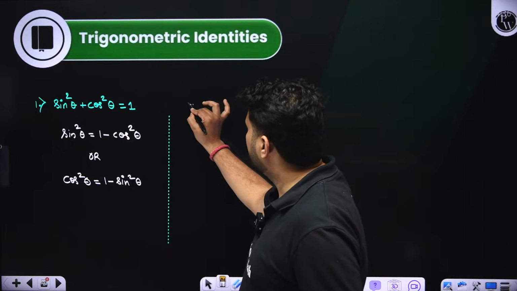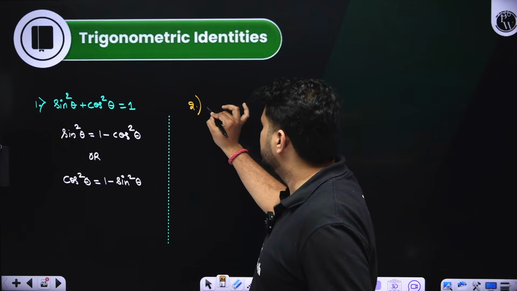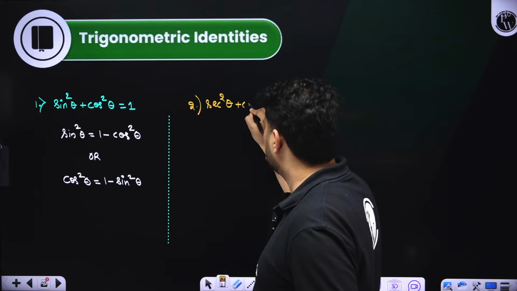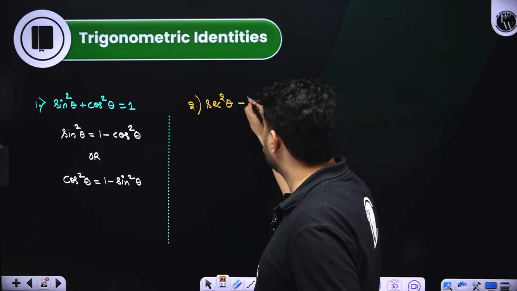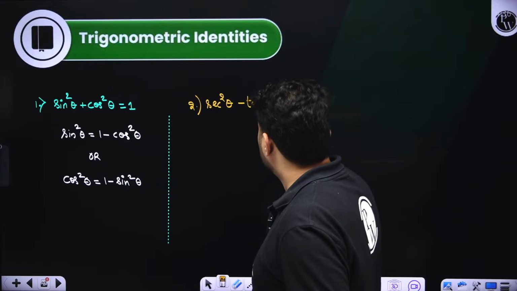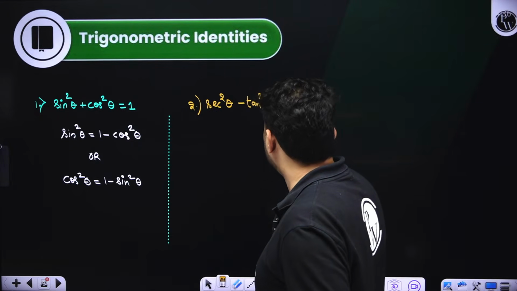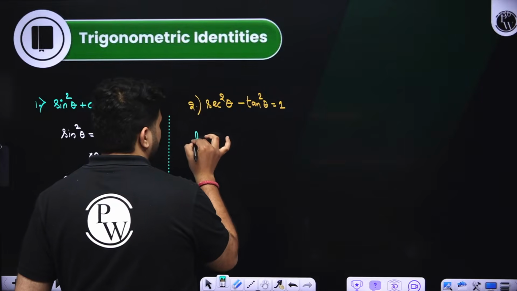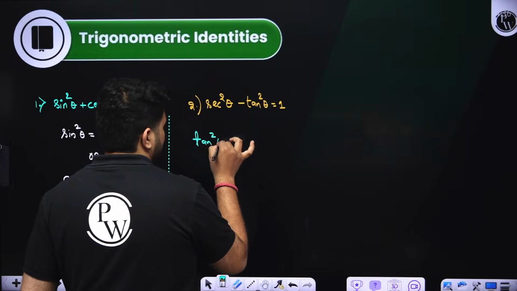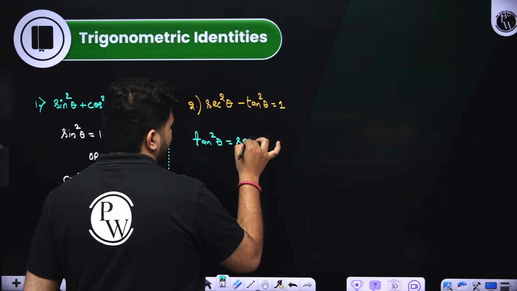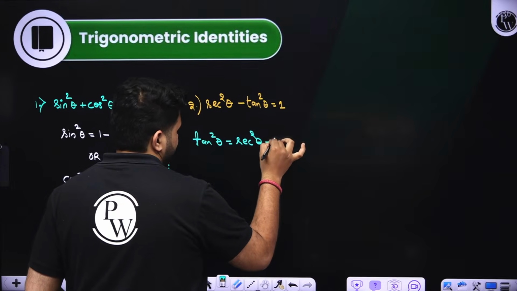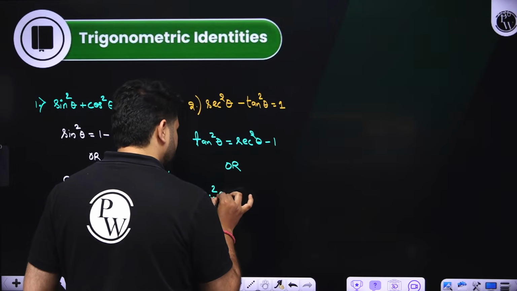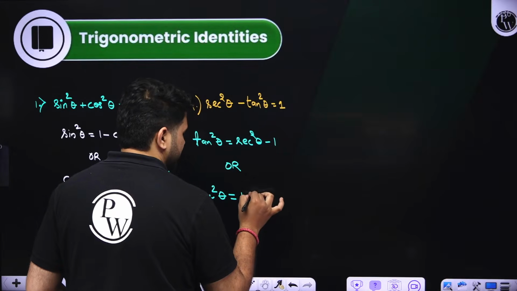Second one we have secant square theta minus tan square theta is equal to 1. So from here also we have two identities, that is tan square theta is equal to secant square theta minus 1, or secant square theta is equal to 1 plus tan square theta.